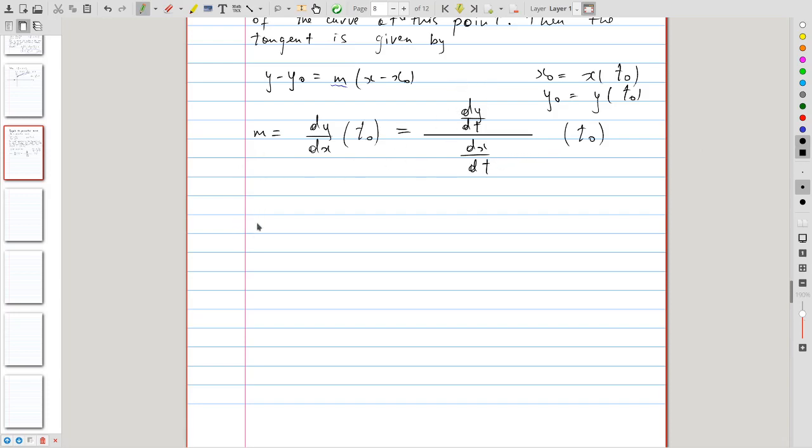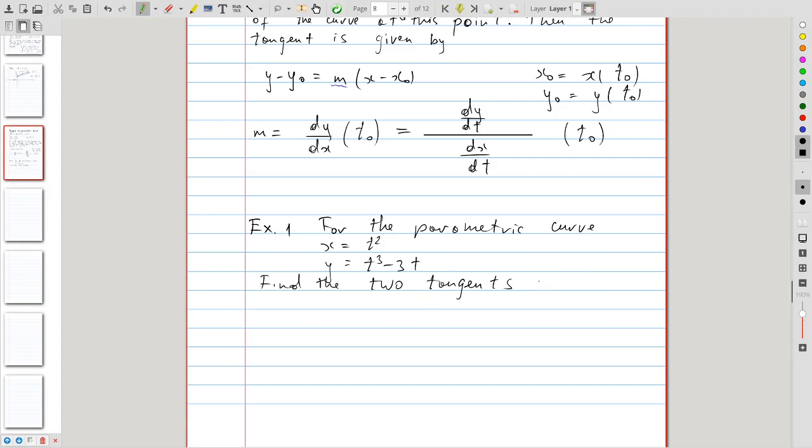So for example, let us take the parametric curve given by x equals t squared, y equals t cubed minus 3t. What we need to do is find the two tangents. This curve has two tangents at the point 3, 0. The way this can happen is this curve in fact has a self-intersection at that point. So basically this says find equations of these two tangents.